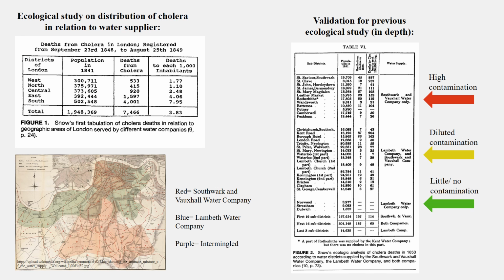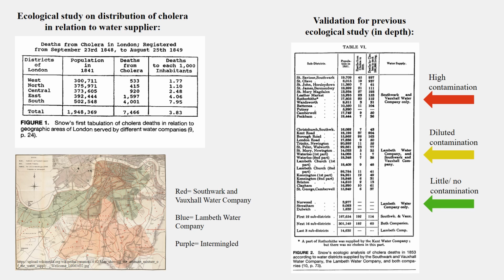The result of Snow's ecological study on distribution of water supply in London led to the discovery that the districts with the highest rate of cholera mortality, which were the East and the South, were served by water companies that obtained their supplies from known polluted parts of the Thames. And the districts with the lowest rates, which are the West, North, and Central, obtained their water from relatively uncontaminated sources, and you can see that in Figure 1.